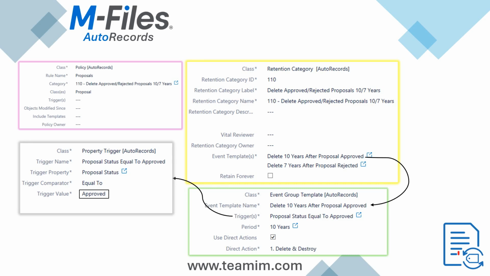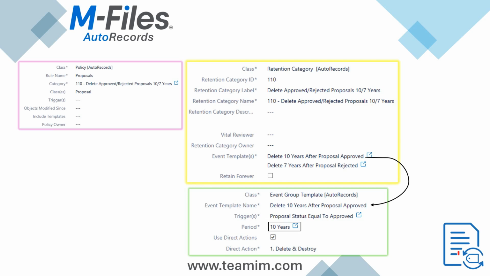To ensure we're comparing to the proper value, we must add the proposal status property to the trigger and set the value to approved. The approved in the trigger value field is not used for comparison. It is, however, used to automatically generate the name of the trigger.